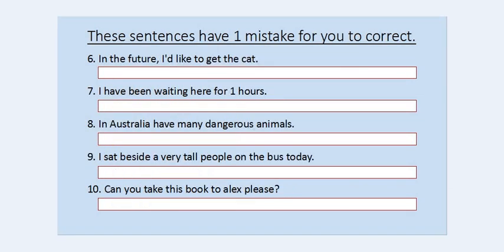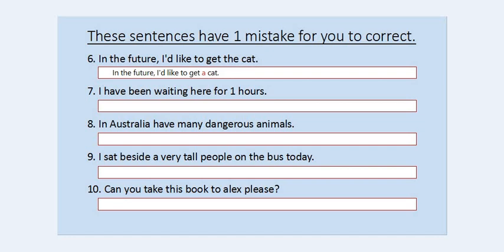Right, here's the next set. So again, you can pause the video now, write down your answers, then we'll look at the answers. Here we go with the second set of sentences. Number 6. In the future, I'd like to get the cat. Well, the problem here is the word the. Which cat? We're not talking about a specific cat. So it should be in the future, I'd like to get a cat.